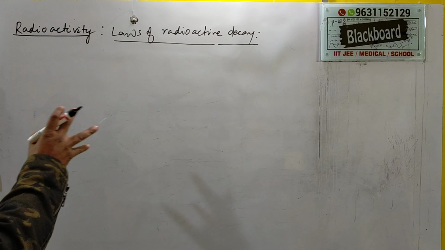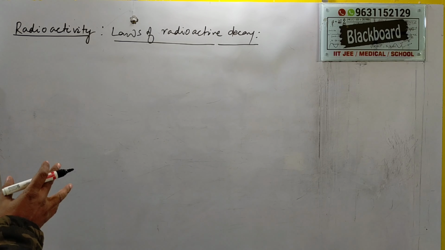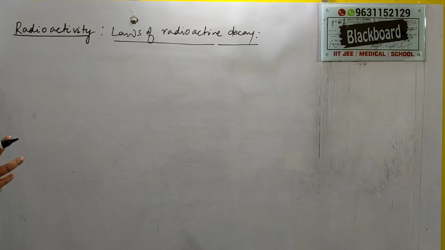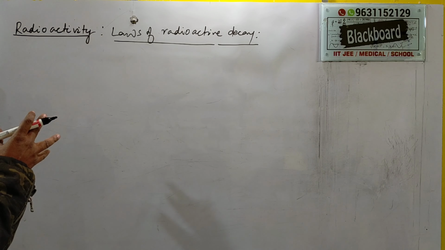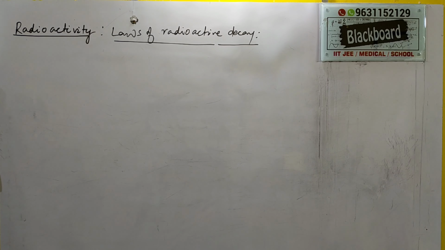radioactive decay of various radioactive material and found that the decay of all radioactive material is governed by some general law, and according to this law the rate of decay of radioactive atom at any instant is proportional to the number of atoms present at that instant.